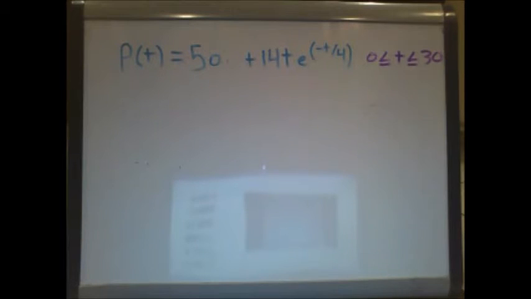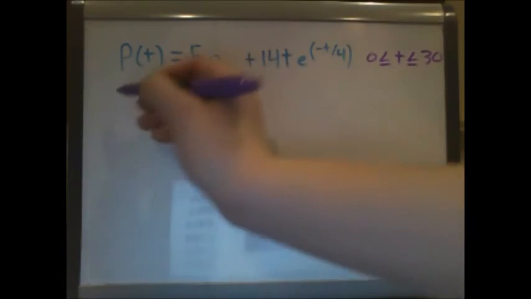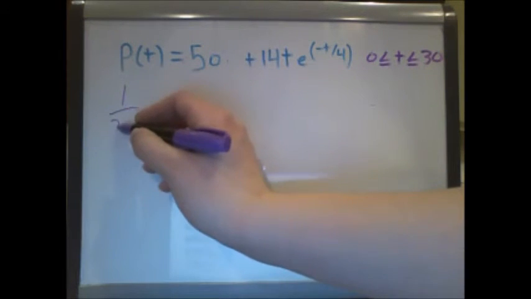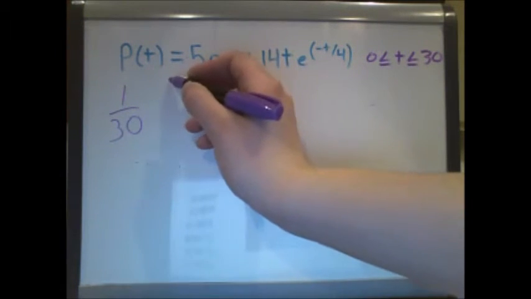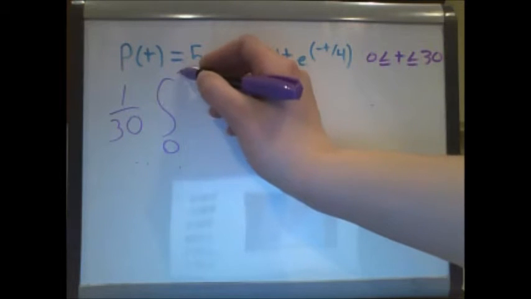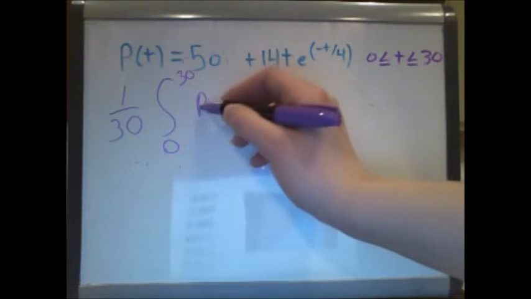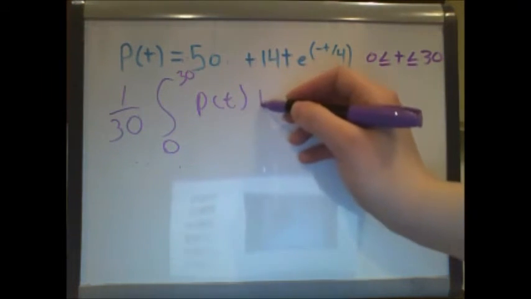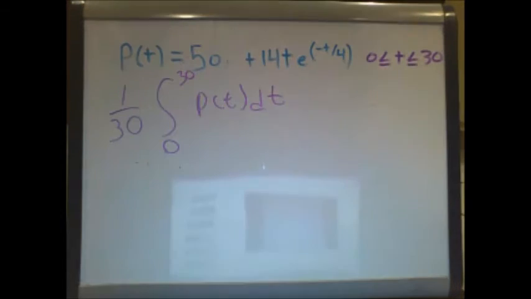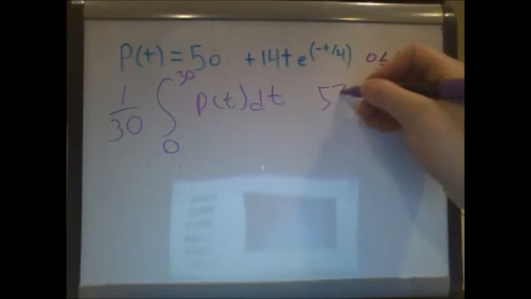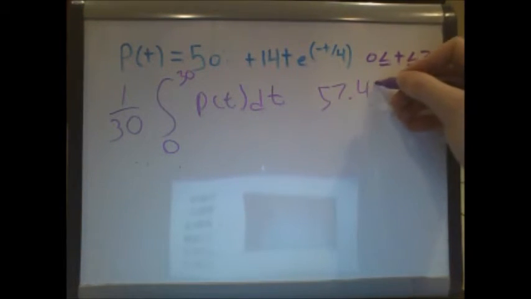To start off, let's find the average temperature. This is using the equation that we were given before. So it will be 1 over b minus a, which is 30, the integral from 0 to 30 of p of t, dt. To solve this, you use your calculator and you come up with a value of 57.43 degrees Fahrenheit.